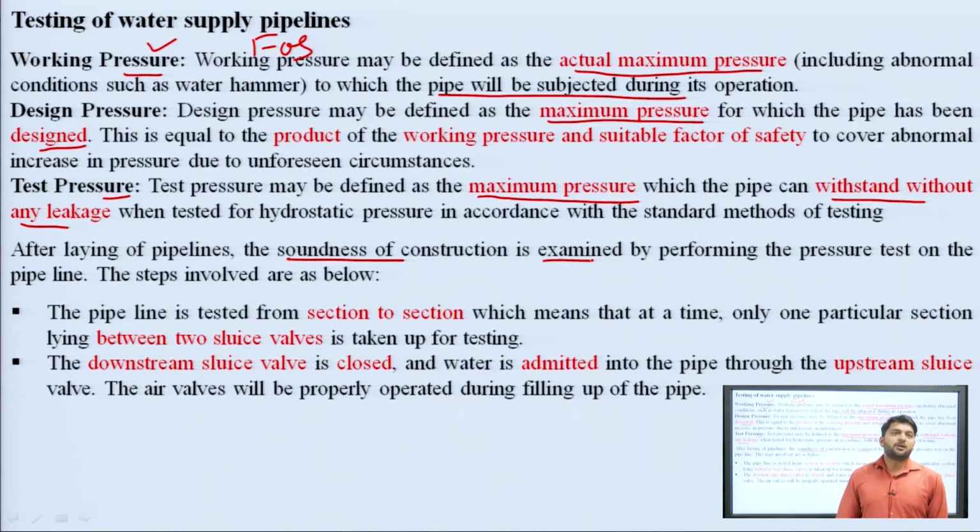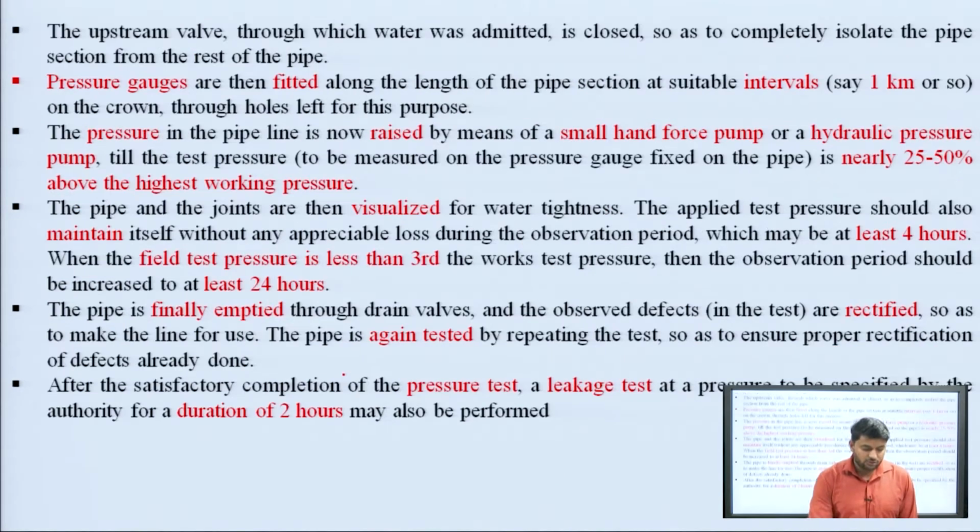Basically it is examined by performing the test, and the pipe is tested section by section. At a single time we are going to perform testing of a single section, and that particular section should be between two sluice valves. The downstream sluice valve should be closed and water is allowed to enter from the upper sluice valve.